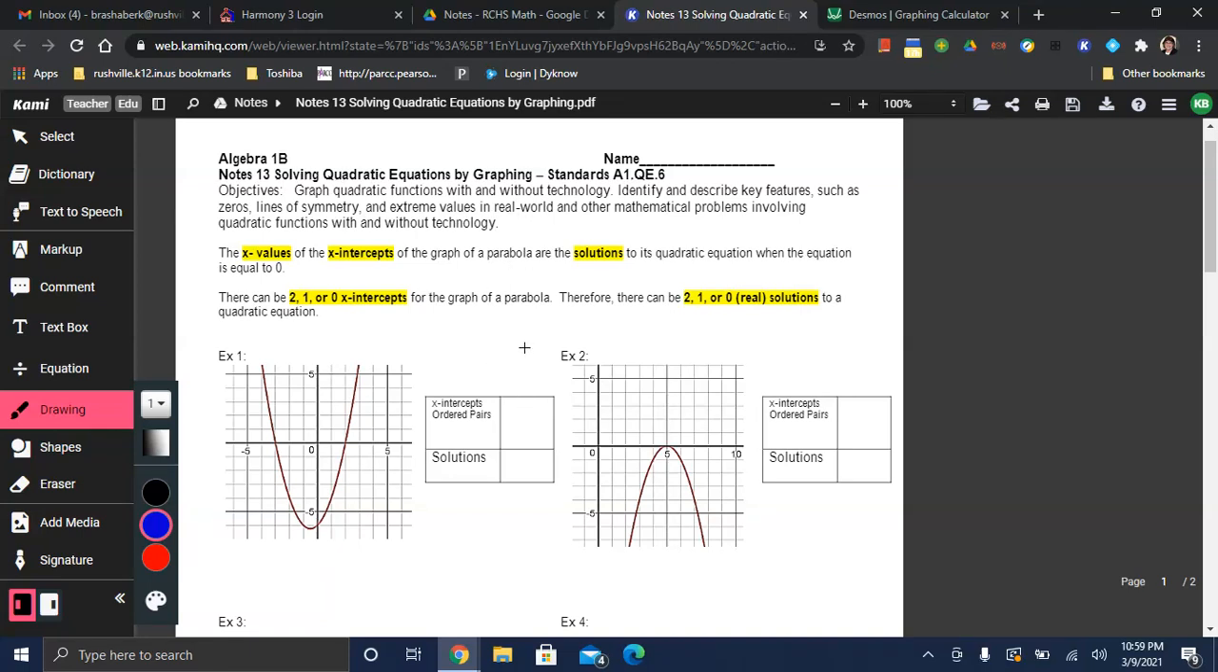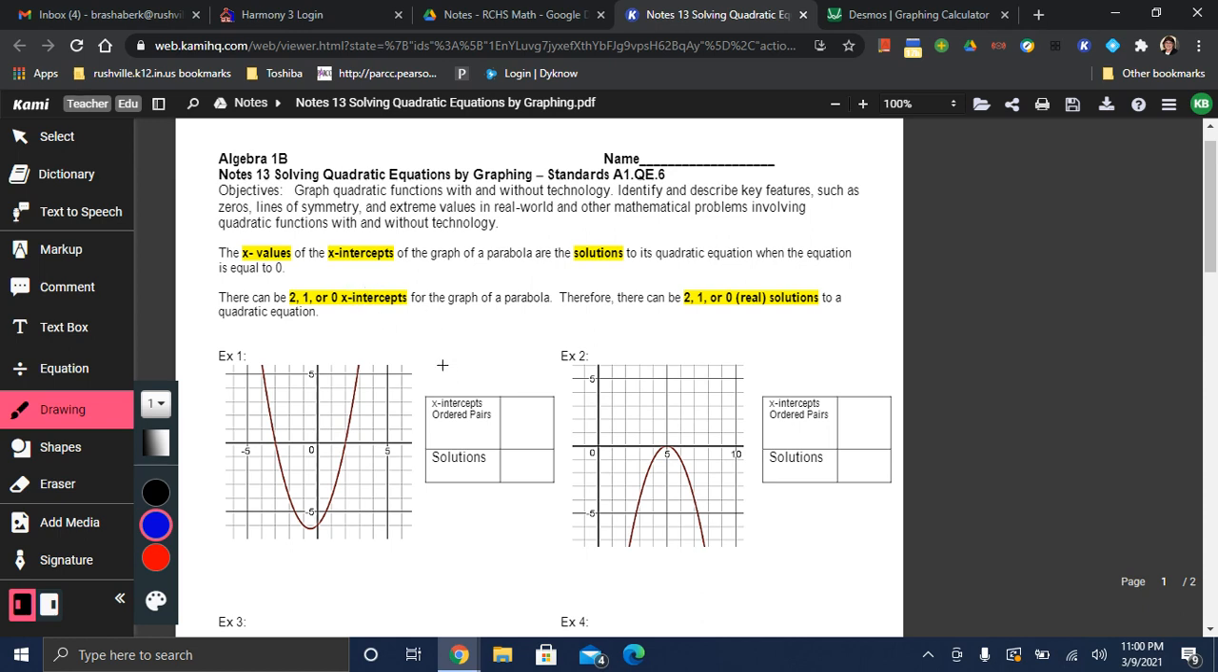Hello, students. We're working today on Notes 13, where we're going to be solving quadratic equations by graphing. In the last lesson, we learned to graph quadratic functions. And in this lesson, we're going to use a little bit more of the technology, using Desmos a little bit more, to graph our functions. And we're going to concentrate on two other important points on the parabola.